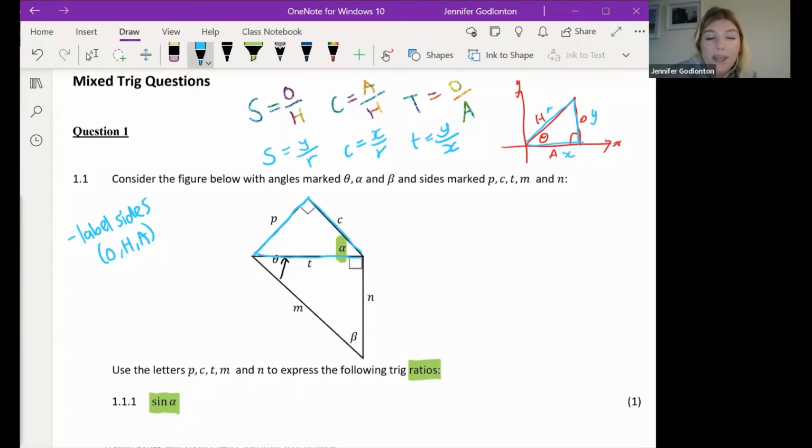Okay, so Chelsea, just be careful that you're working in the right triangle if we're dealing with alpha. Keep those answers coming. I don't mind if they're right or wrong, as long as you're trying. And then we'll go over it so you can see why.